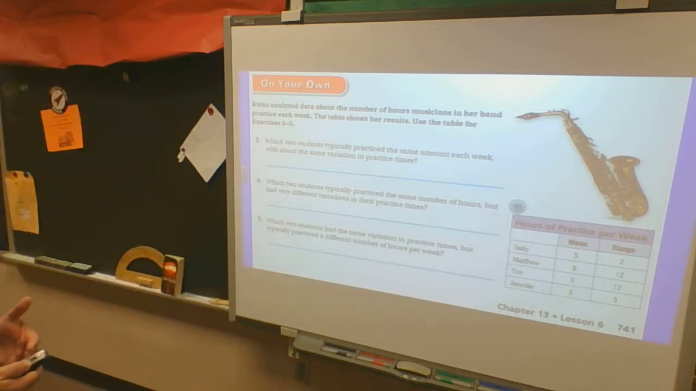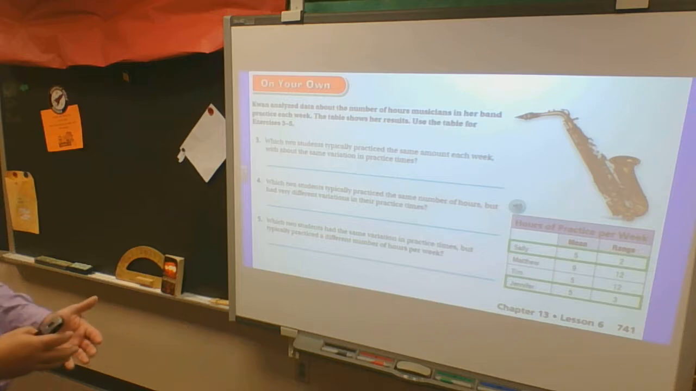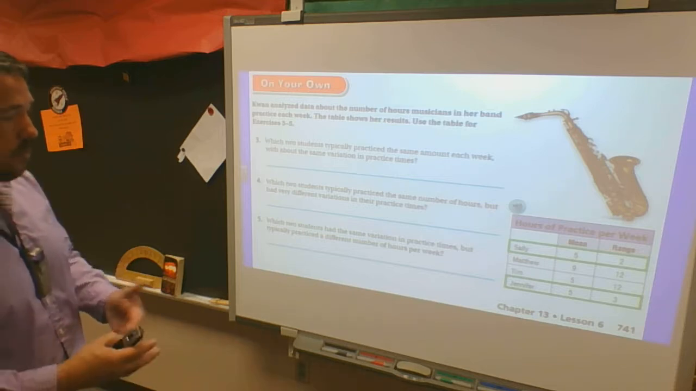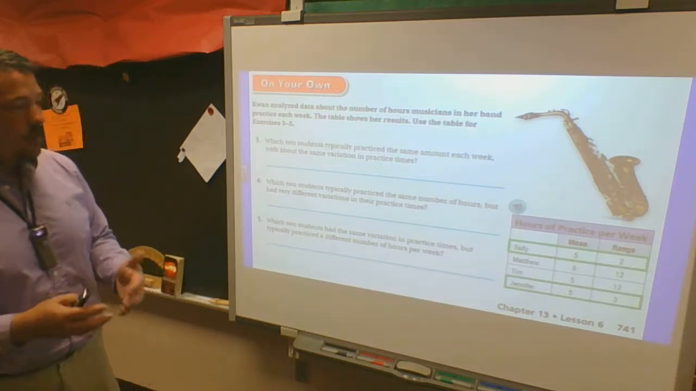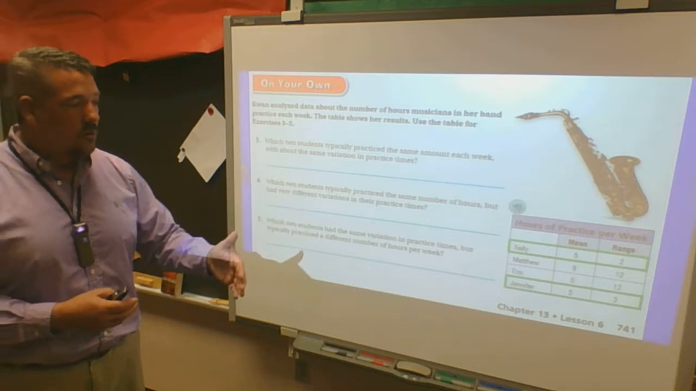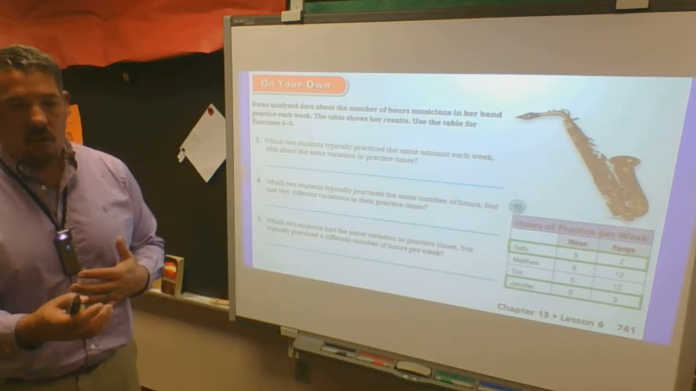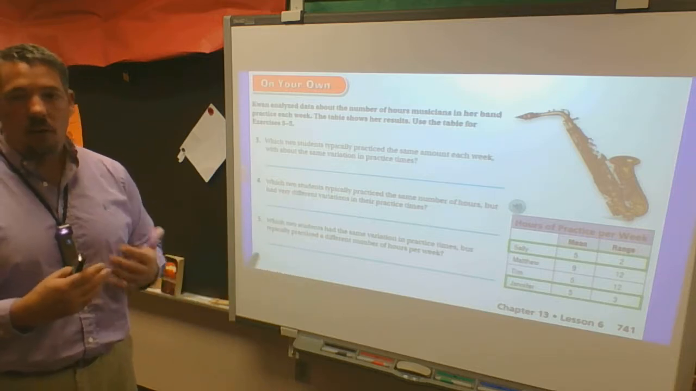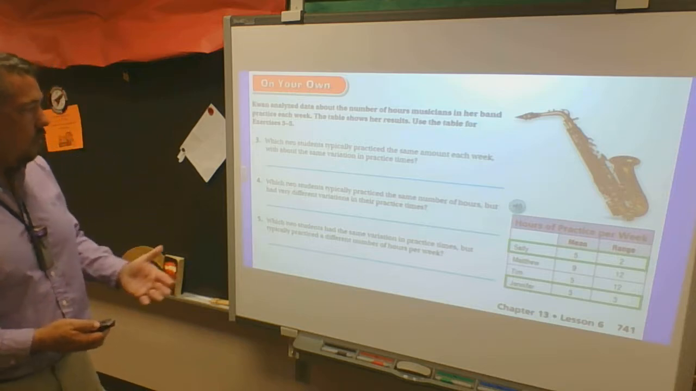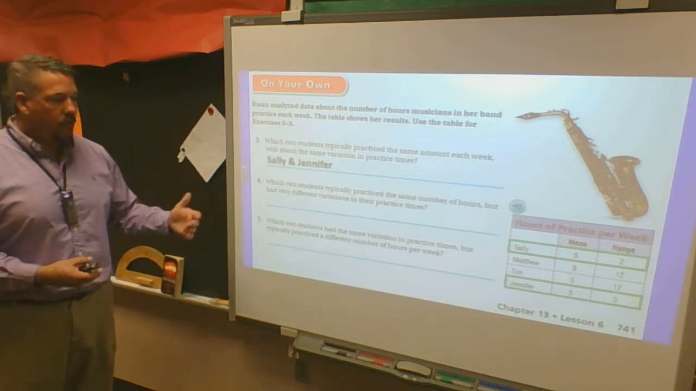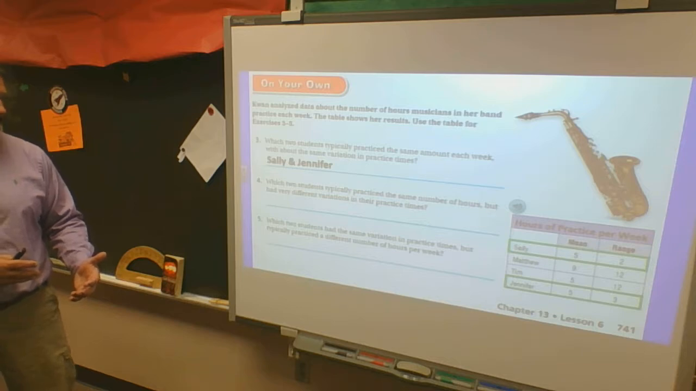When I look at a comparison then, I can see that Sally and Jennifer both practice about the same amount of time, 5 hours and 5 hours, and their variation is only a 1 hour difference. So they're close to the same time. So 3 would be Sally and Jennifer.